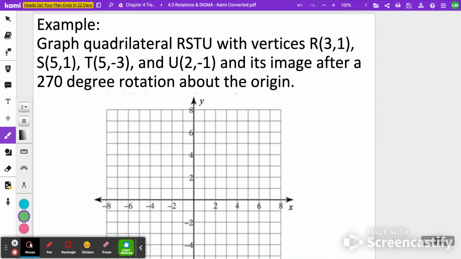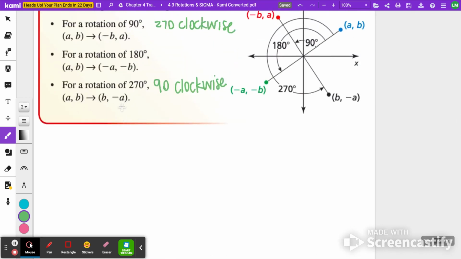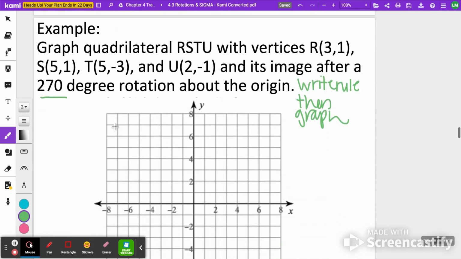Continuing on, we're going to try this example, and what I would recommend is understanding your rule first. So we're going to write the rule, then graph. It says graph the quadrilateral RSTU with vertices of (3, 1), (5, 1), (5, -3), and (2, -1), and then its image after a 270-degree rotation about the origin. We're just going to assume that this 270-degree rotation is the one that was discussed here. The b and a are switching places where a is becoming negative.